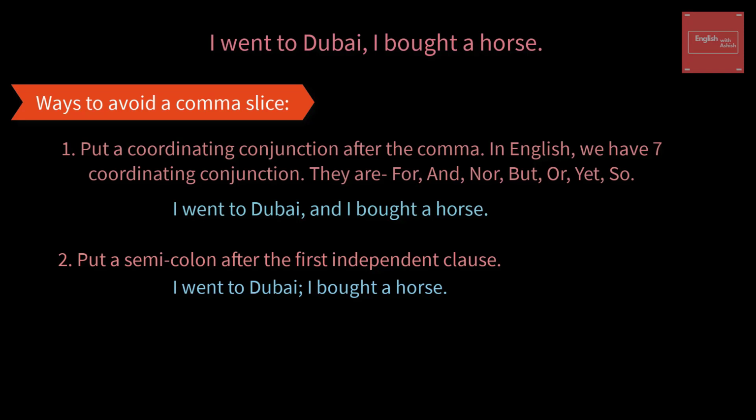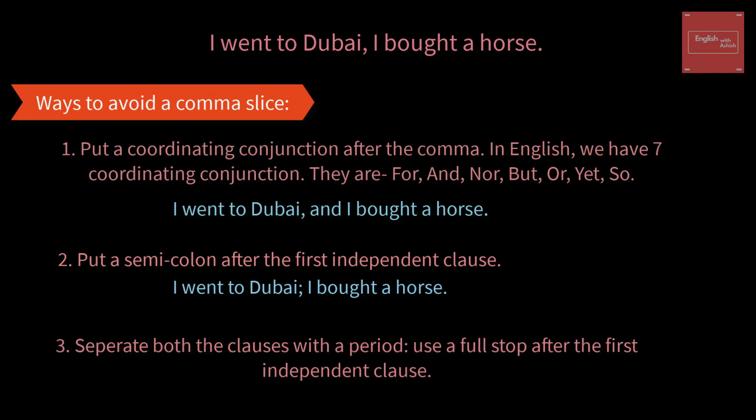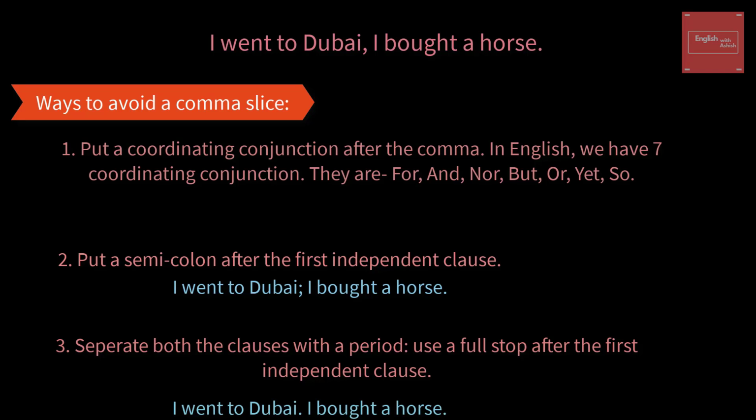The third way to correct it is to put a full stop after the first independent clause. All right? Just put a full stop. I went to Dubai, full stop. I bought a horse. That is the third way to correct it. Okay, so whenever you come across a comma splice, these are the ways in order to correct it.